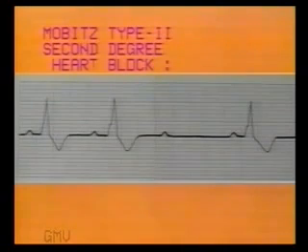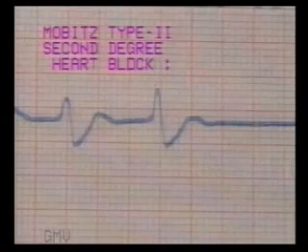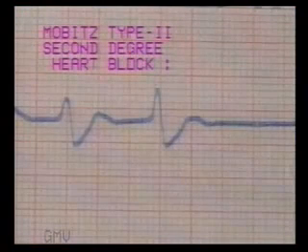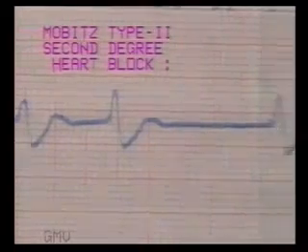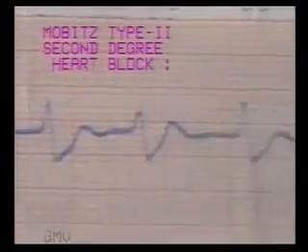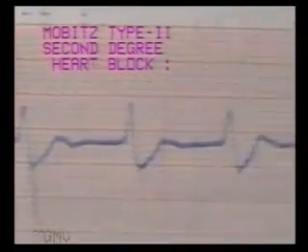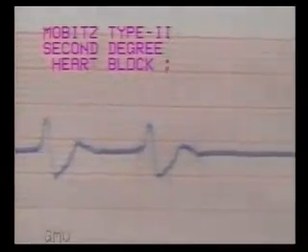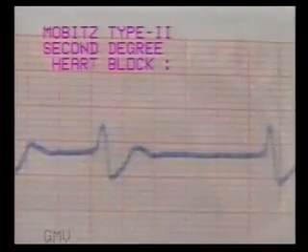They are normal. Second degree AV block with normal PR intervals and wide QRS complexes is termed as Mobitz type 2 block. Here the block is below the AV node in the bundle branches. Hence the QRS complexes are wide. And since the AV node is normal, PR intervals are also constant. Only intermittently a few beats are dropped. This is Mobitz type 2 AV block.